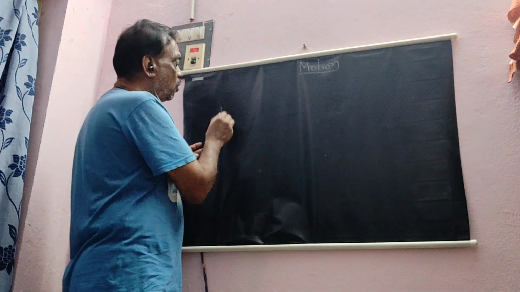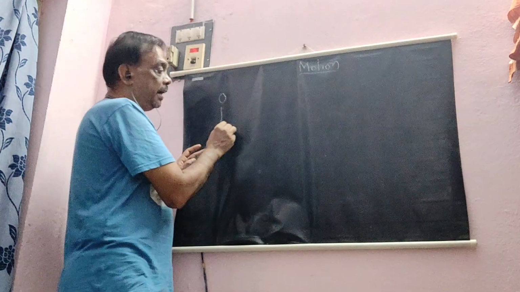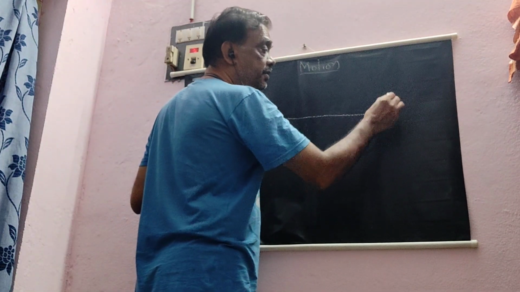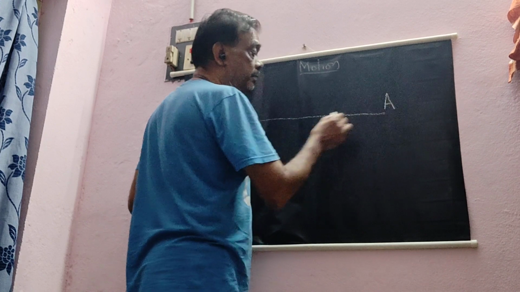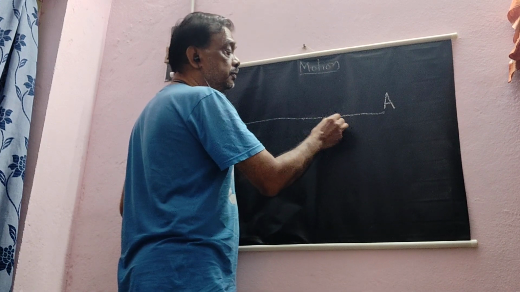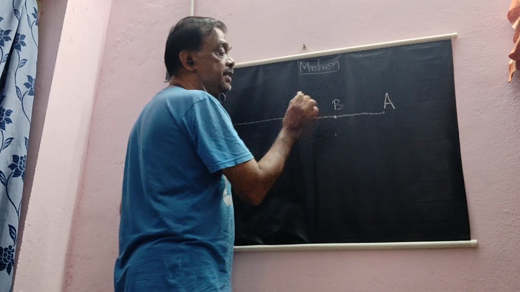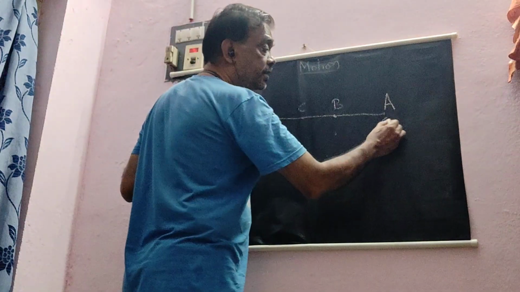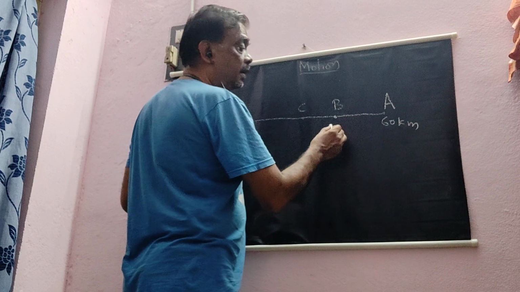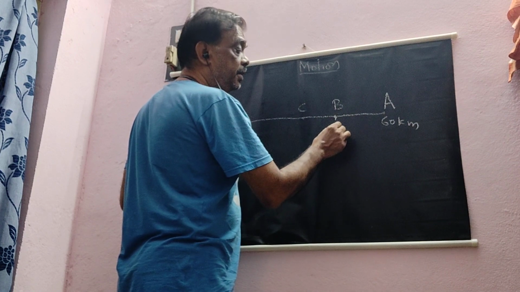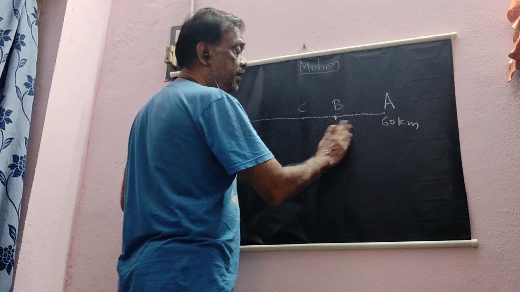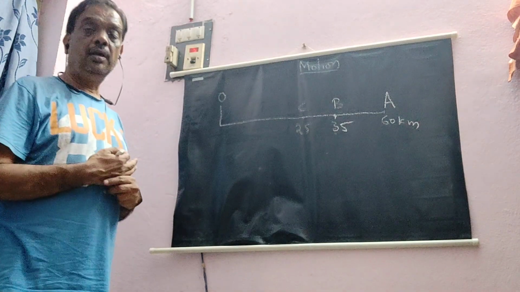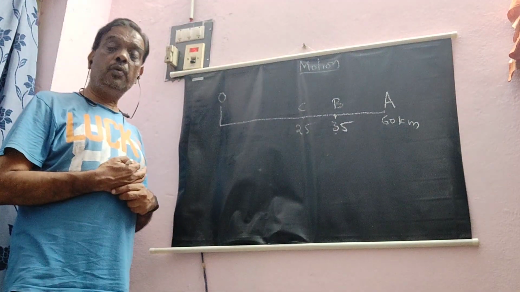Suppose an object starts from O. O is the origin, and it travels and reaches A, passing through B and C. Let the distance from O to A be 60 kilometers, and then let this be 25 kilometers. Sorry, let this be 25. Let this be 35 kilometers. So, suppose we want to know what distance is.